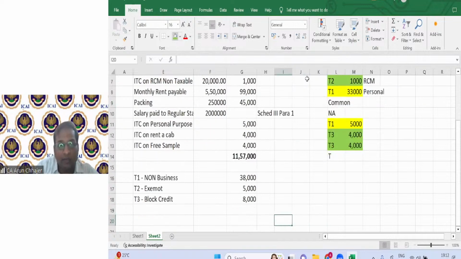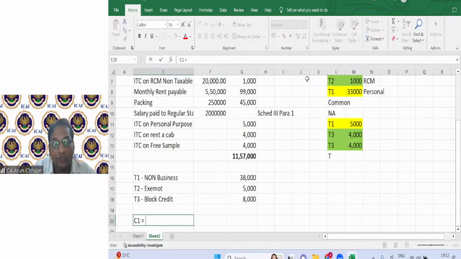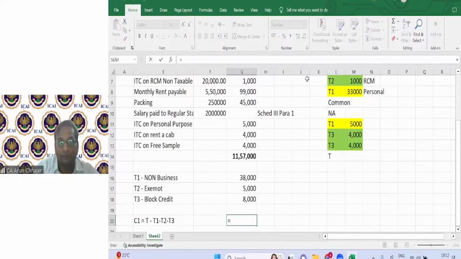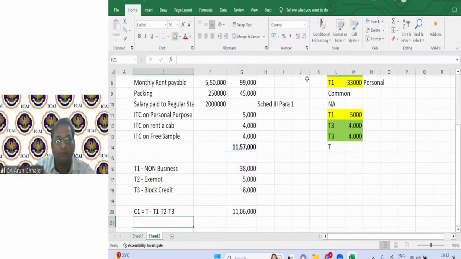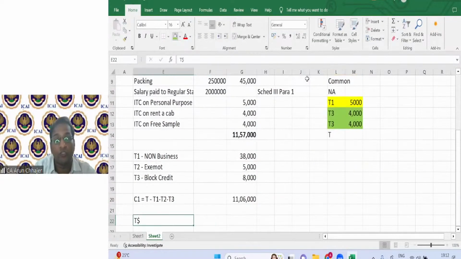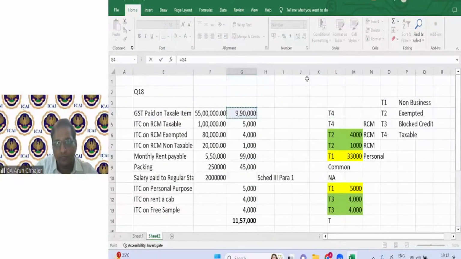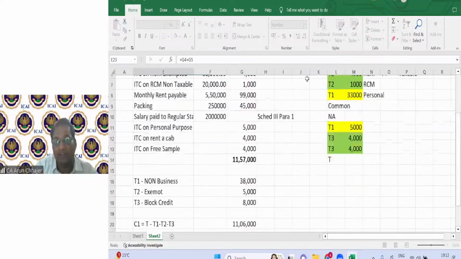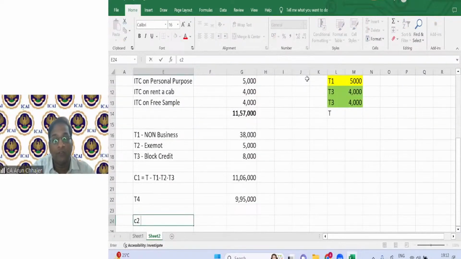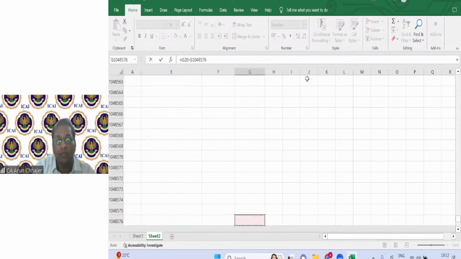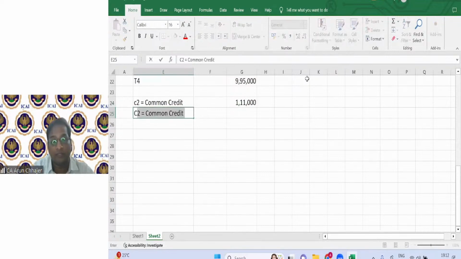If I apply the formula C1, you remember C1? C1 is equal to T minus T1 minus T2 minus T3. Now what was T4? Exclusively taxable supply. 9,90,000 and 5,000. This is T4. What is C2, which we can say is the common credit to be apportioned? C1 minus T4. C2 is equal to C1 minus T4.